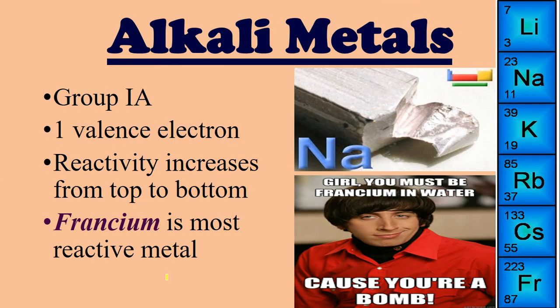All right, the first family we're going to talk about is the alkali metals. This is group 1, Roman numeral 1A on the periodic table. The alkali metals have 1 valence electron, and their reactivity increases from top to bottom. One of the elements in this family is francium, Fr, down here. It is the most reactive metal. You also have sodium, potassium, and lithium in it as well.